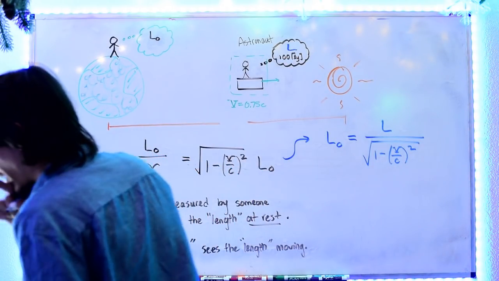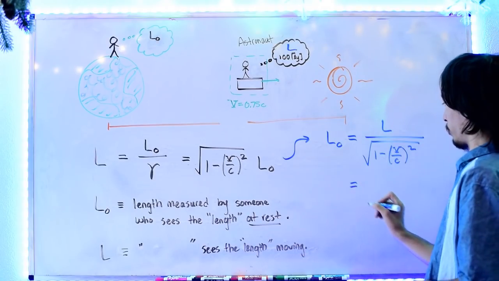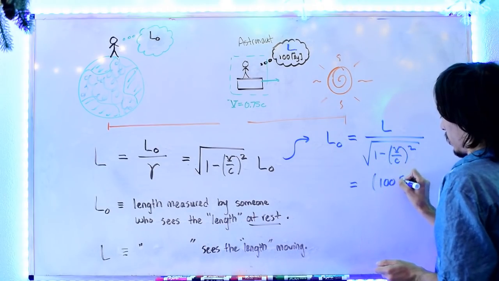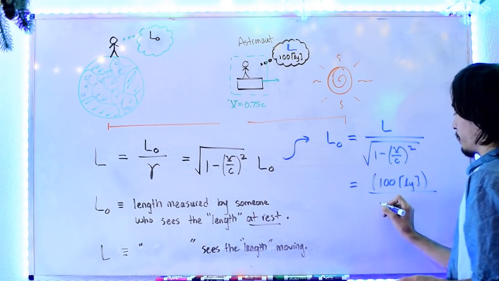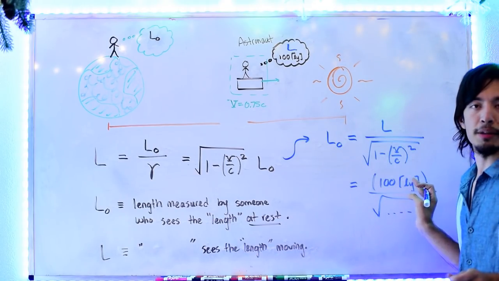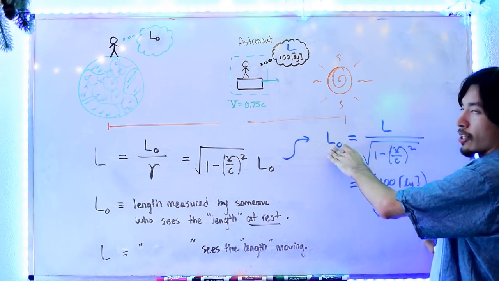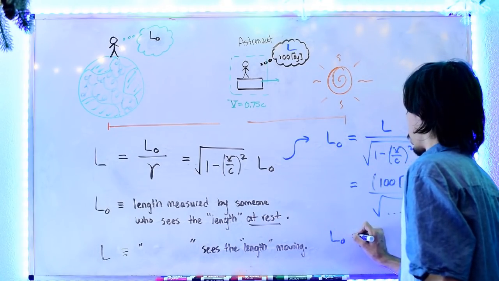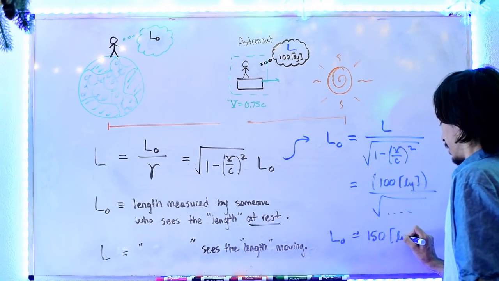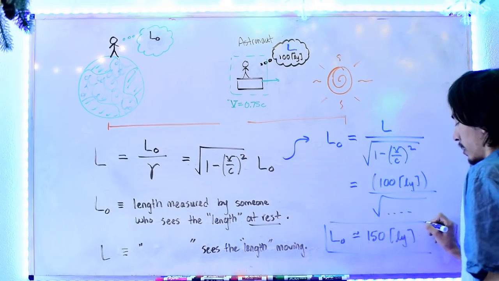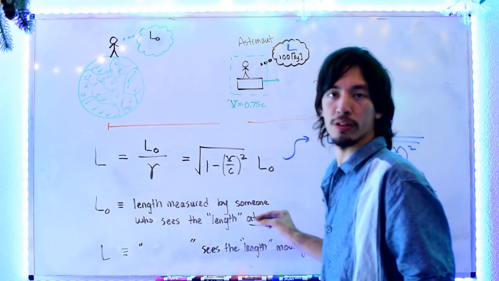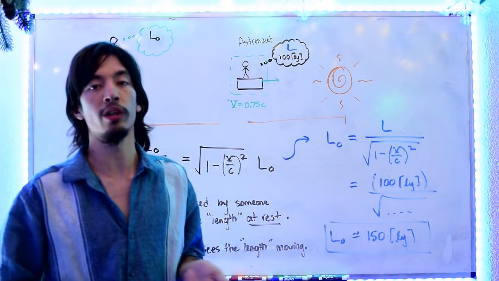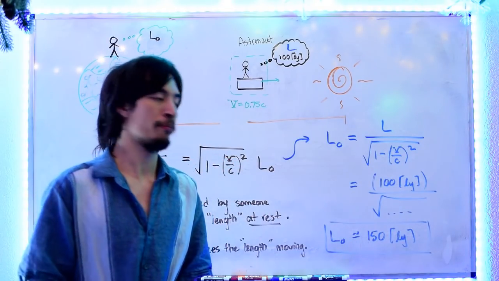So now, when you plug in the appropriate numbers, the length L measured by the astronaut is 100 light years. And you divide it by whatever all the stuff in the square root ends up being. L naught will be larger than L. It turns out that L naught will be around 150 light years. Okay, so the person on Earth measures the distance to the star to be 150 light years, while the astronaut thinks it's shorter, or contracted, 100 light years.